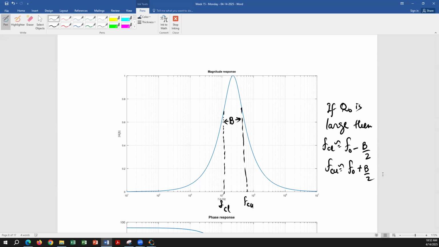And this approximation is fairly consistent with the exact values if the quality factor is large. So if the quality factor is large, then of course your width is not going to be very wide. So half of the bandwidth, you can add or subtract from the center frequency, and you can get the upper and lower cutoff. Yes.